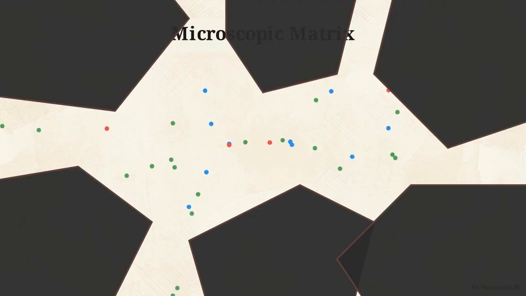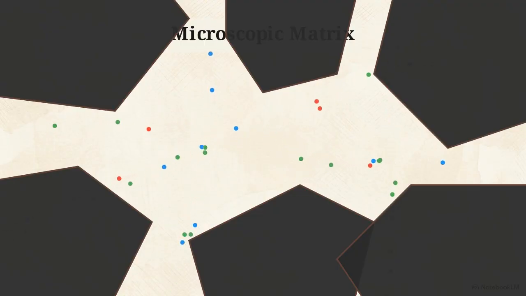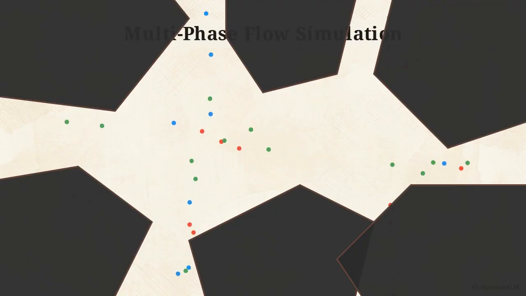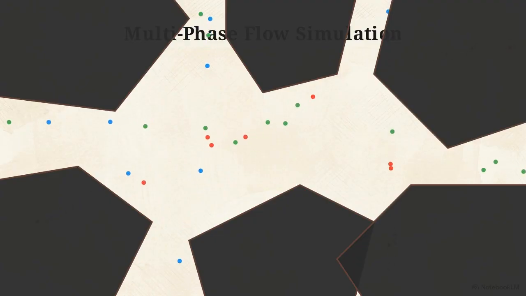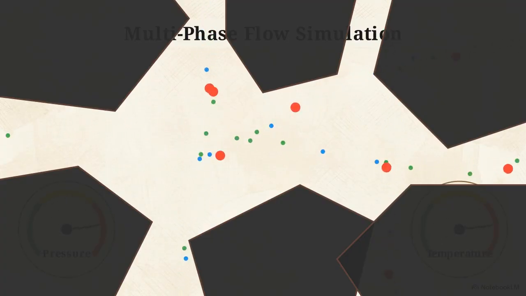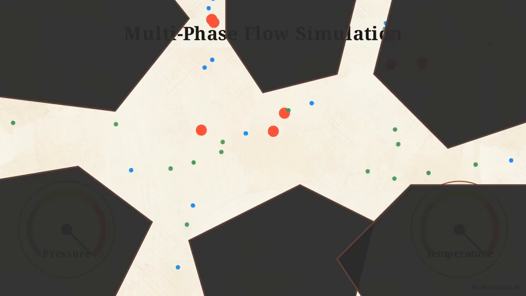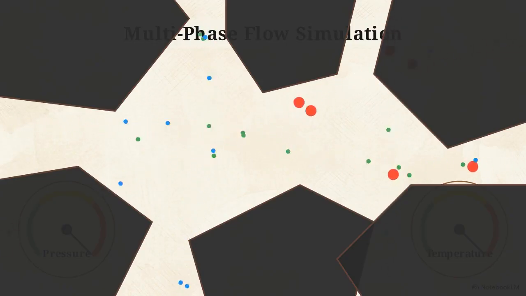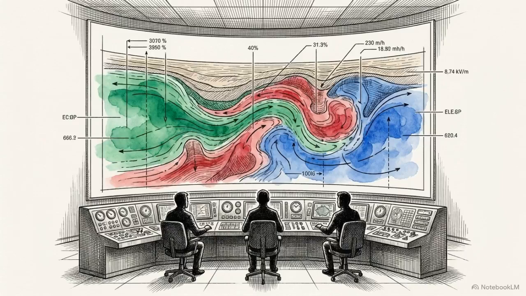At a microscopic level, we see the specific pore spaces where hydrocarbons reside. The system models the movement of oil, gas, and water through these tiny pathways, calculating how they interact under different conditions. By adding pressure and temperature variables to these fluids, the static map becomes a dynamic simulation of how the reservoir actually behaves. This integrated data framework allows engineers to observe the subsurface environment and its potential production characteristics long before a single drill bit touches the ground.